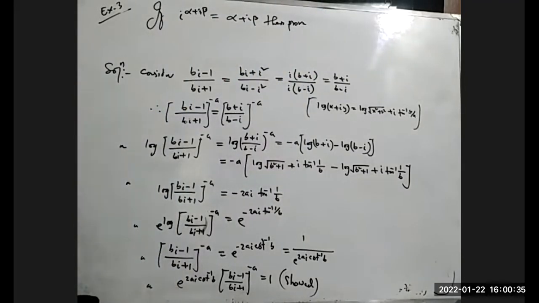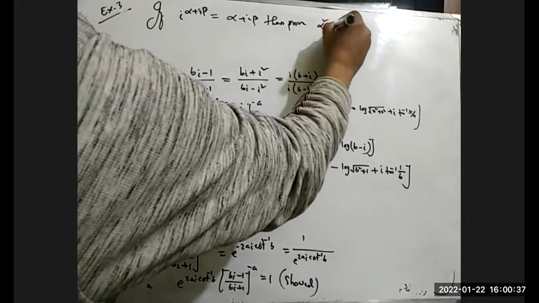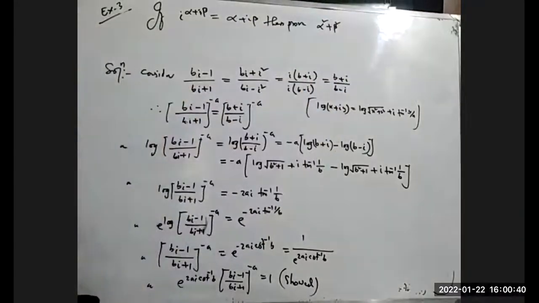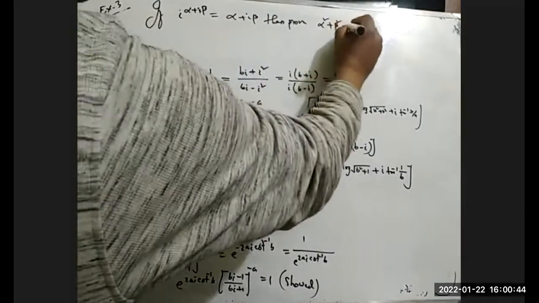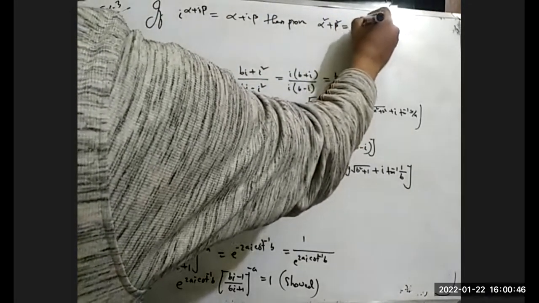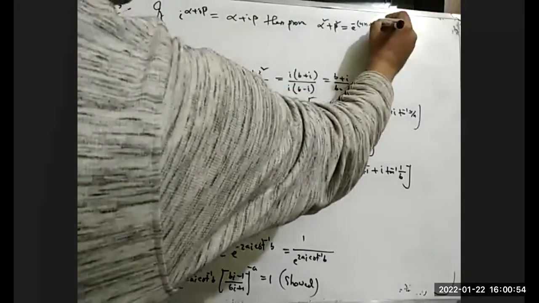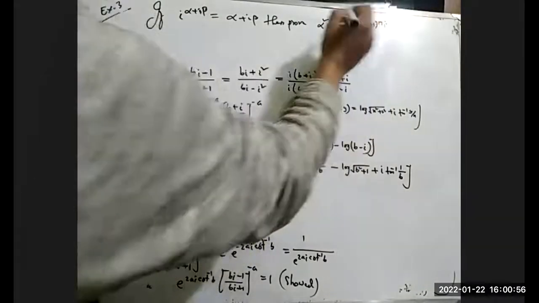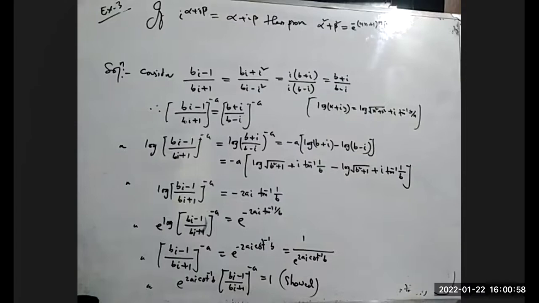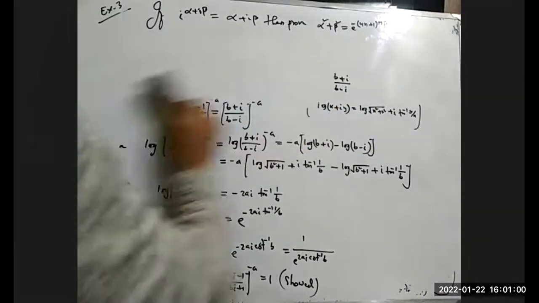that alpha square plus beta square equals to e to the power minus (4n plus 1) pi beta. We have to prove this result. Very easy one.